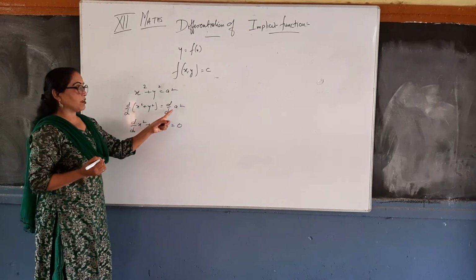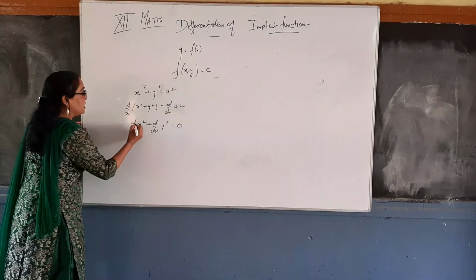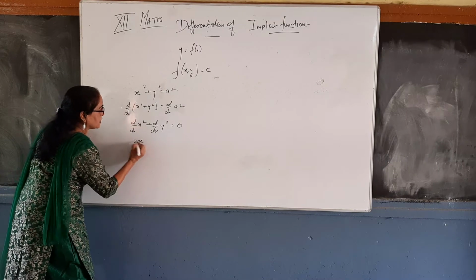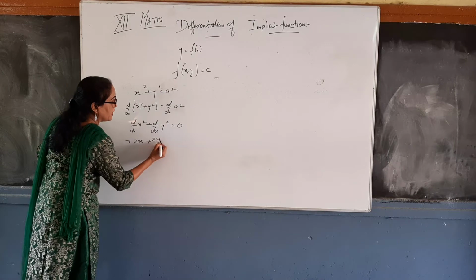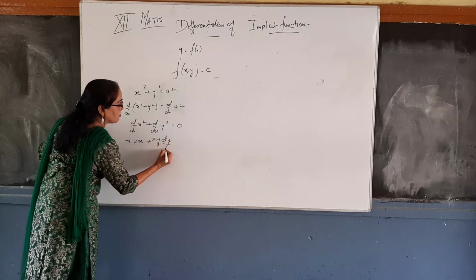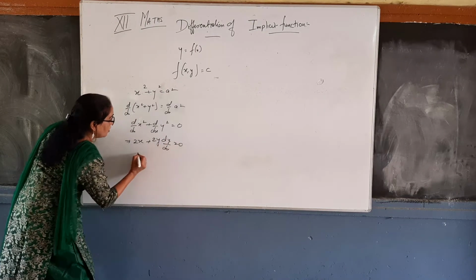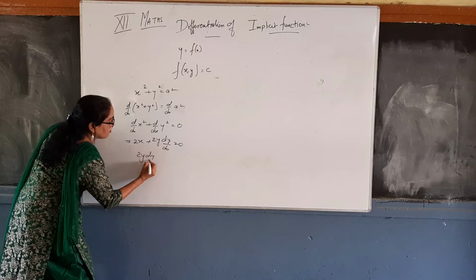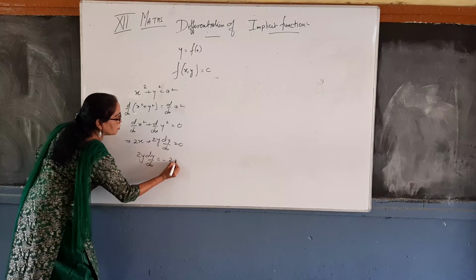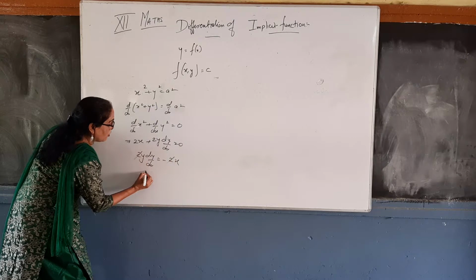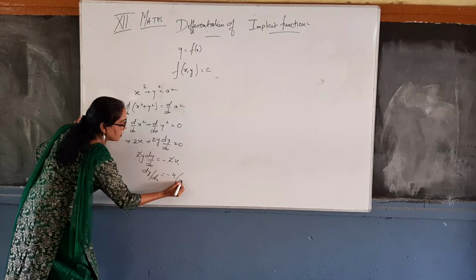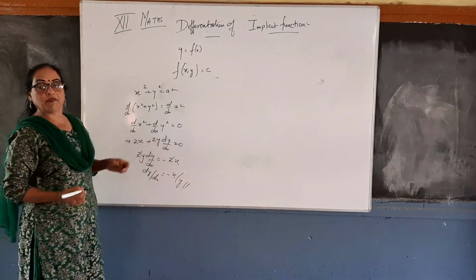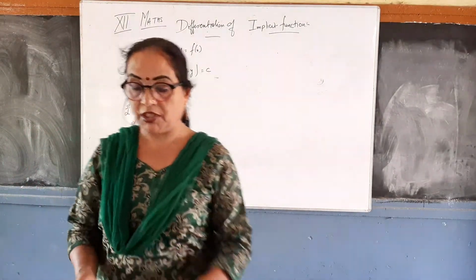Since d by dx of a constant term is 0, and d by dx of x square is 2x, plus d by dx of y square will be 2y and the differential of y will be dy by dx, equal to 0. Or 2y dy by dx equal to minus 2x, this 2 will be cancelled, or dy by dx is equal to minus x by y. So in this way you have to differentiate here. Now we will see some questions.